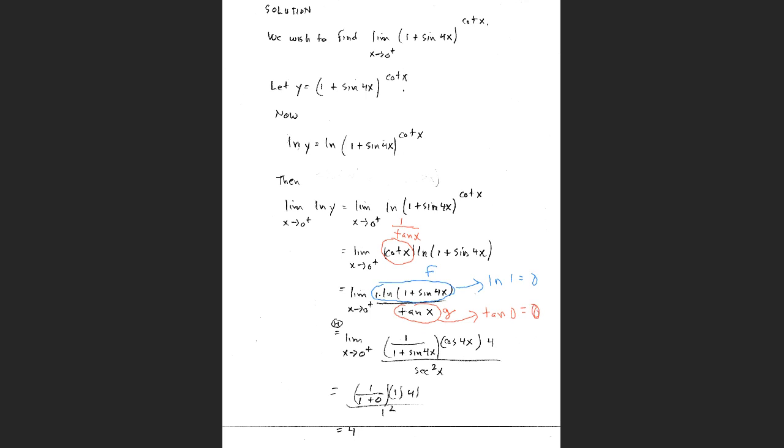So now you have an indeterminate form. You have 0 over 0. And you can therefore apply L'Hopital's rule. L'Hopital's rule says that the limit as x approaches 0 of f over g is the same as the limit as x approaches 0 of f prime over g prime. So f prime is right here. Had to use the chain rule.